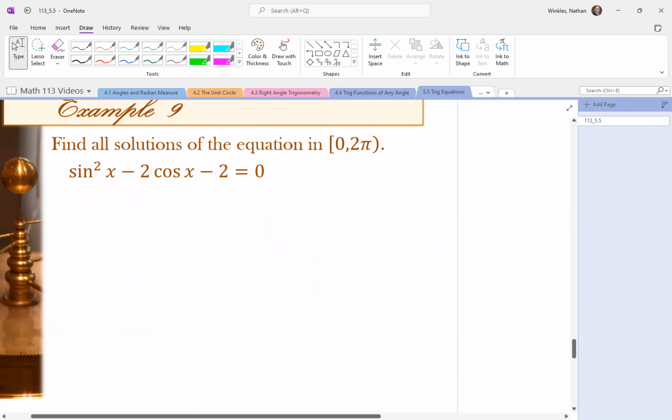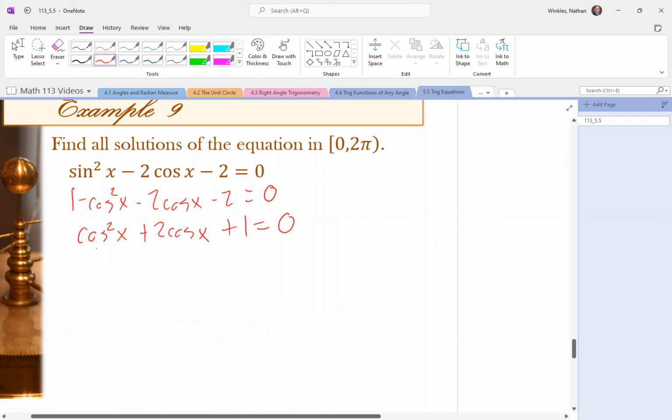So just like a second ago when we did it with cosine, now we've got a mixed sine squared and cosine. There's no way to change a cosine into a sine, but there's a way to change sine squared into a cosine squared. So we're going to make this 1 minus cosine squared x minus 2 cosine x minus 2 equals 0. Then I'm going to make this into cosine squared x plus 2 cosine x plus 1 equals 0.